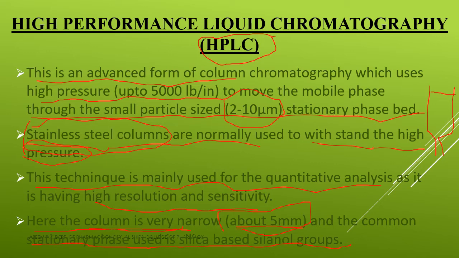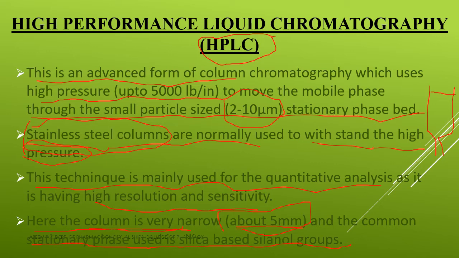So here in HPLC the column is very narrow, about 5 millimeters, and the common stationary phase which we are using in HPLC is silica based silanol groups. Clear? So HPLC is high performance liquid chromatography, an advanced form of column chromatography, and this uses high pressure, which may range up to 50-100 pounds per inch, to move the mobile phase through the small particle size.